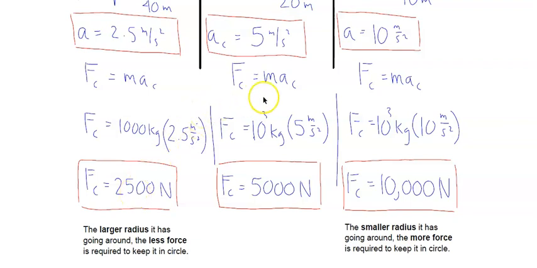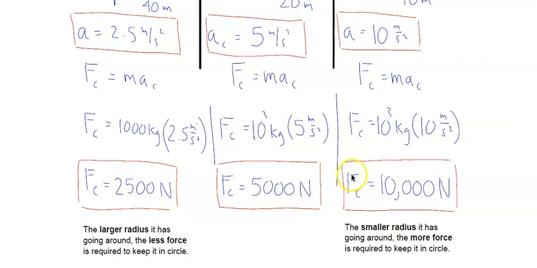We know also that as we halved the radius, we wound up doubling the acceleration, and therefore you can see the multiplication of that new acceleration times the original mass of the car now gives you 5,000 newtons, which is double the force. So there is a direct relationship between the force and the acceleration. If you halve the radius, you double the acceleration, and you also double the force.